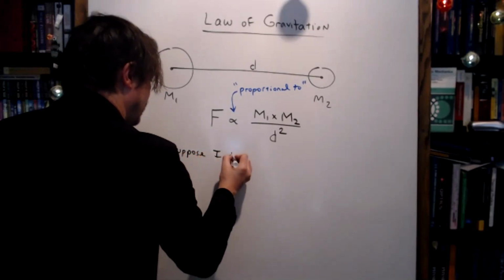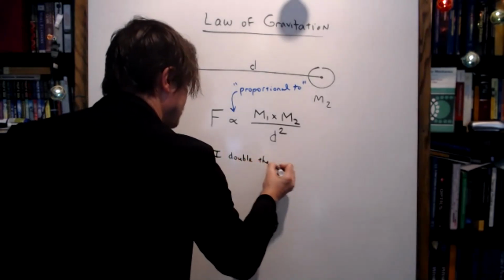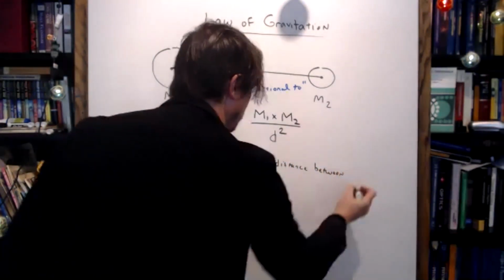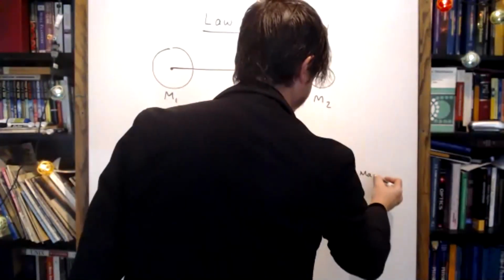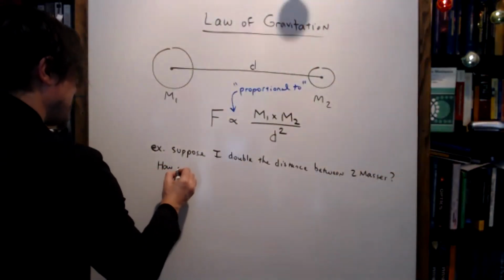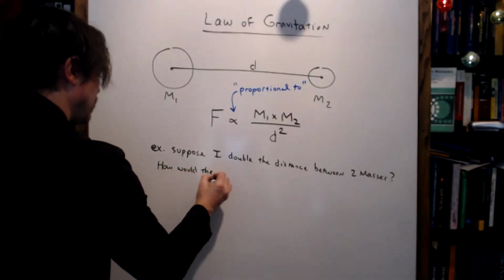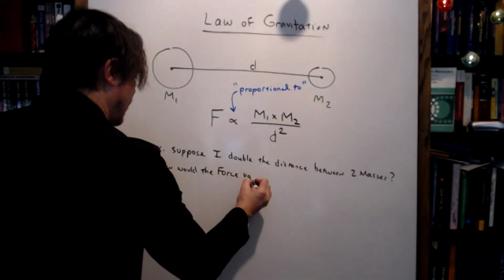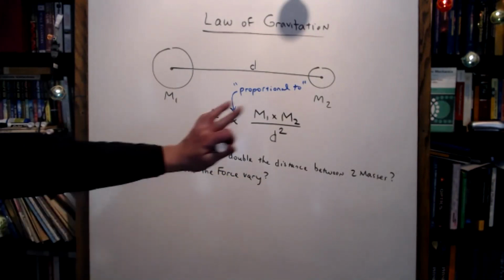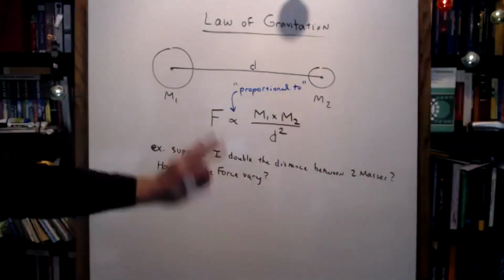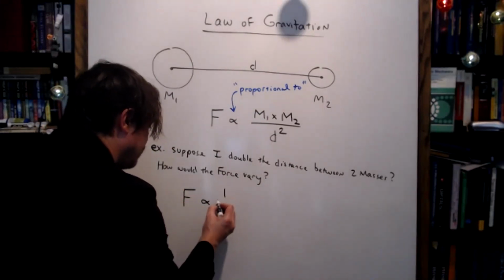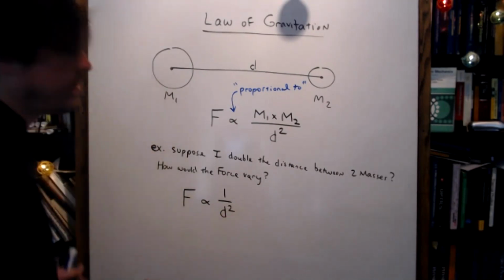Suppose I double the distance between two masses. If I ask the question, how would the force vary? I would answer it in the following way. I'm going to ignore masses because they're not changing, they stay fixed. And I would simply write that the force is inversely proportional to the square of the distance.